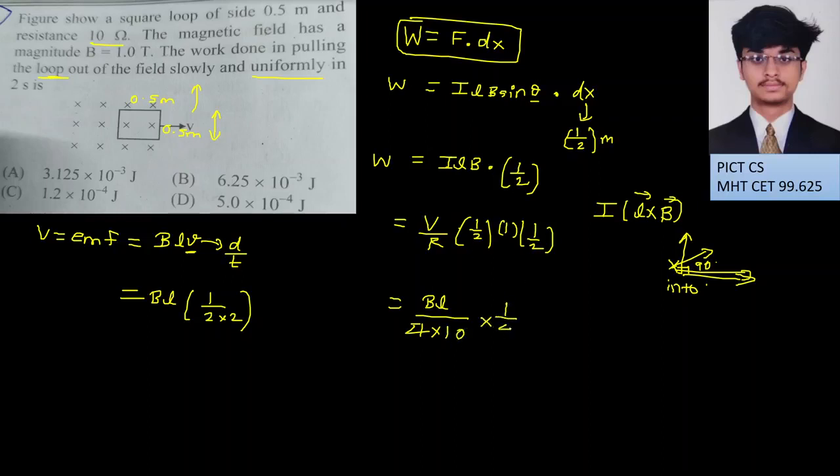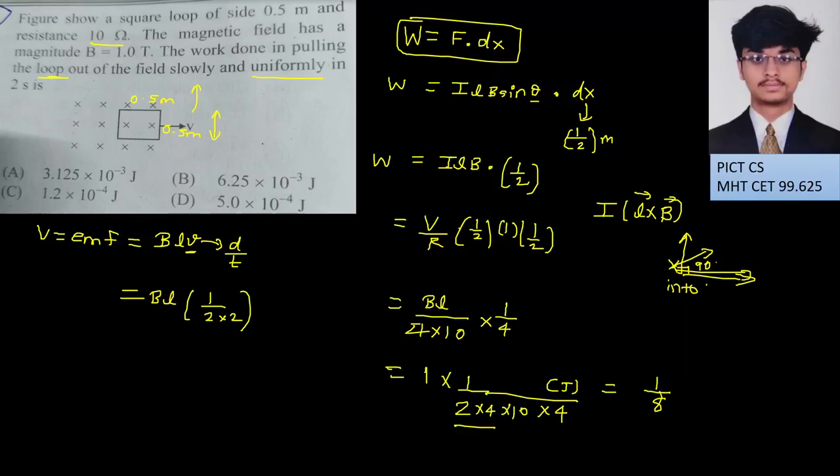Half into half becomes 1 by 4. And for B, we have the value 1. Length, again, is 0.5, that is 1 upon 2, into 4, into 10. And this also we have 4. So see, we have options in 10 raised to minus 4. So we just need to calculate. The unit will be joules. So for simplification, we know 1 upon 2 into 4 is 1 upon 8.